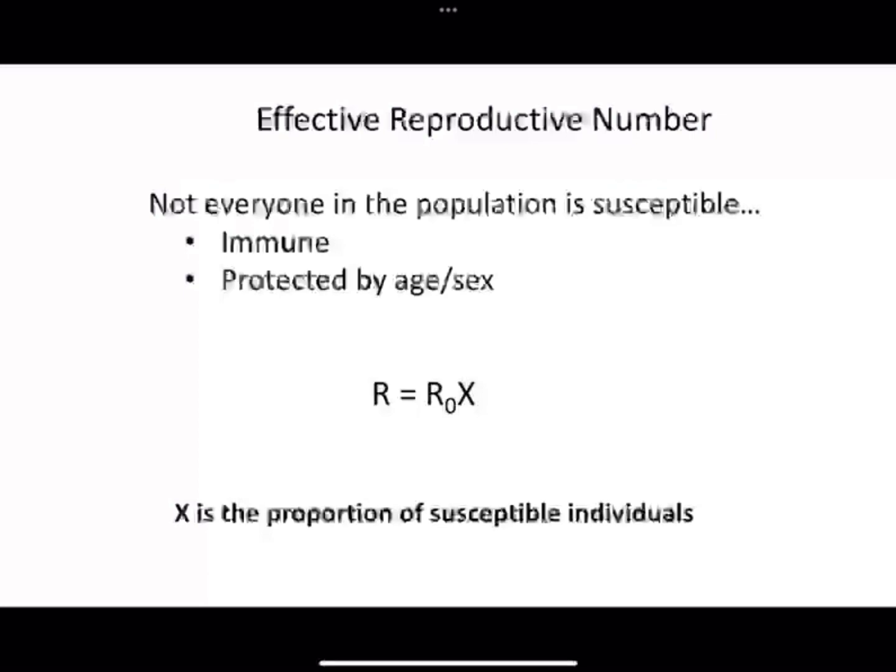So effective reproductive number: something I mentioned before is that the R naught equation doesn't take into account that not everyone is susceptible. Some people are immune, some people are protected by age and sex. So yeah, this is pretty straightforward. You can calculate effective reproductive number by multiplying R naught by the proportion of people in the population that are susceptible.